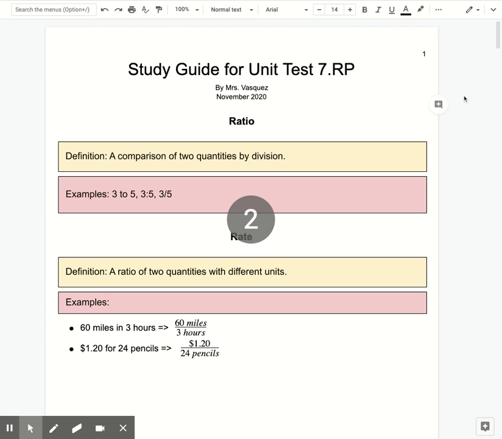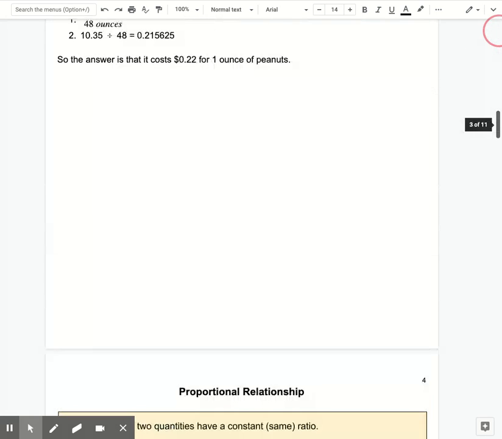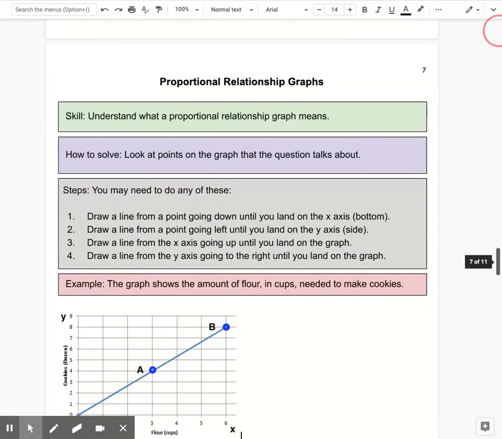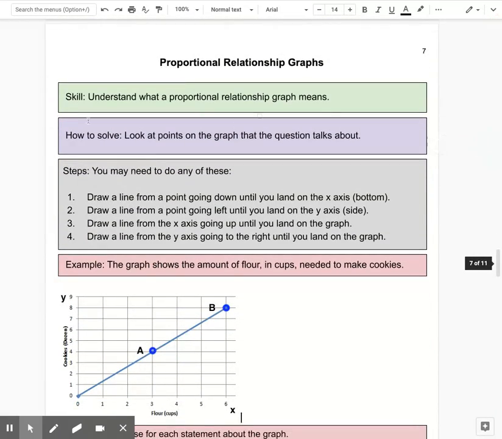This is part 4 of the video of the study guide for the unit test of 7th grade ratios and proportions. In this video, we will be looking at proportional relationship graphs, and the skill will be to understand what a proportional relationship graph means. How to solve? We will look at points on the graph that the question talks about.